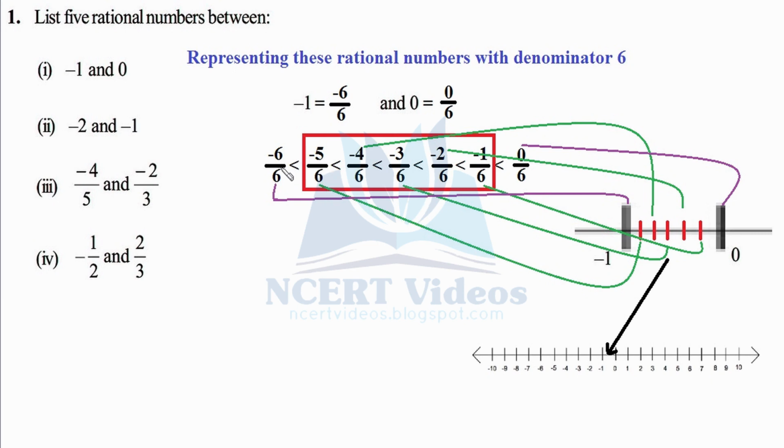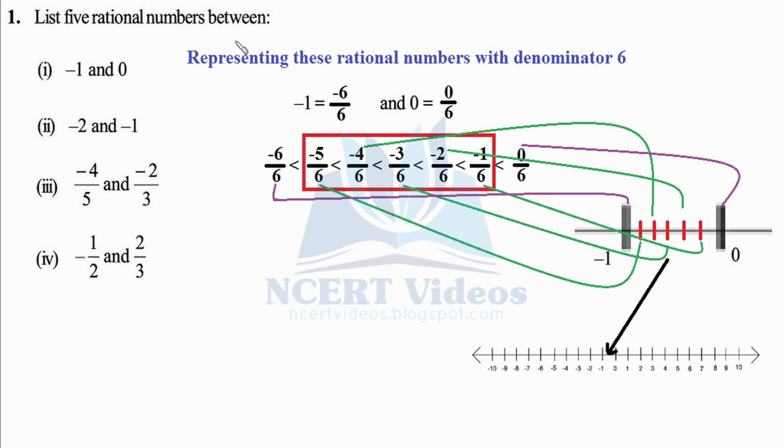So one will be -5 over 6, because -5 is greater than -6, and we are coming towards 0 on the number line, and -6 over 6 is this bigger bar, which we have also represented with -1, because -1 equals -6 over 6. Now this will be your -5 over 6, as you can see, and -4 over 6 will be this one, and then again -3 over 6, -2 over 6, -1 over 6, and 0 is your 0 over 6. So these rational numbers highlighted within this rectangular red box are your answer. That is your 5 rational numbers.